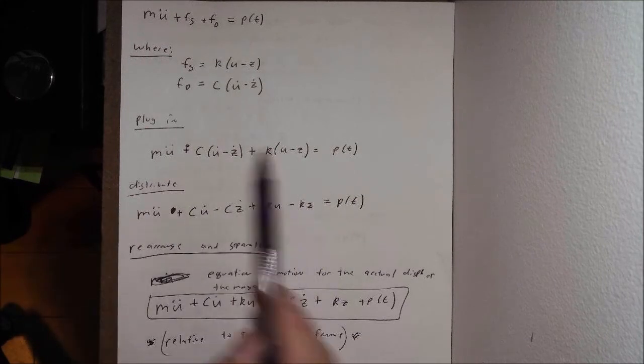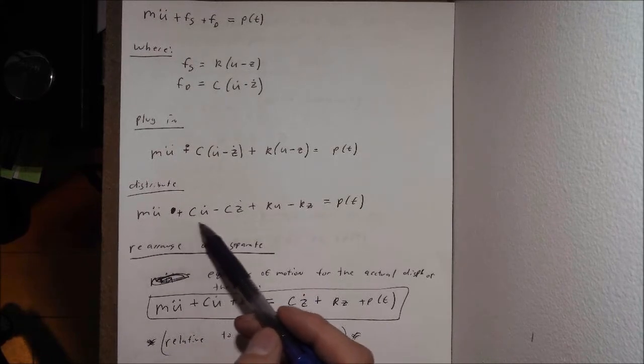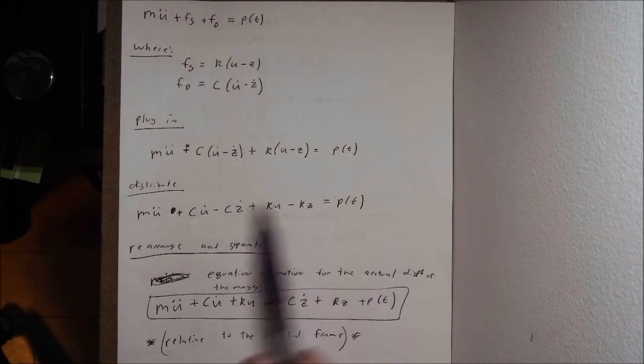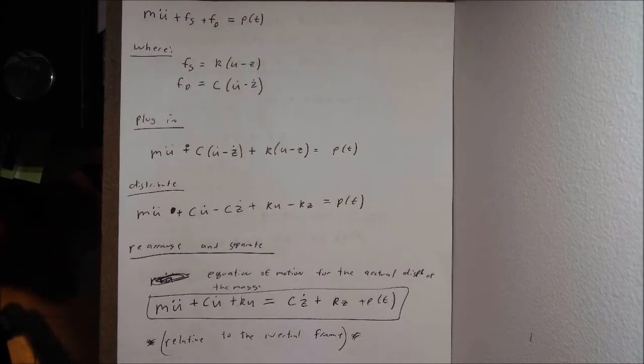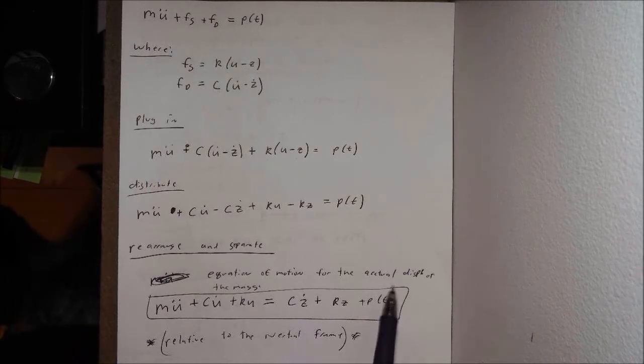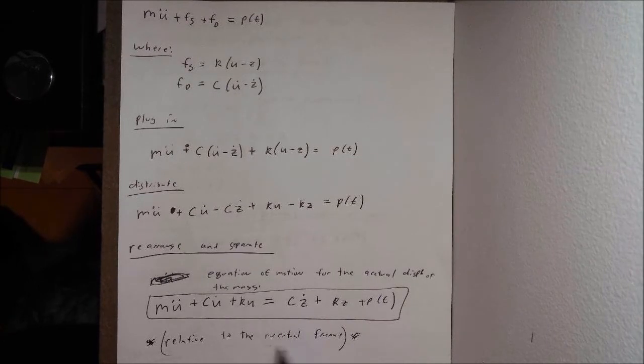We can distribute our c and our k through here. We end up with m u double dot plus c u dot minus c z dot plus k u minus k z is equal to p of t. So from here, what we want to do is rearrange and separate. We have the equation of motion for the actual displacement of the mass relative to the inertial frame, which is what this is going to give us in the end.